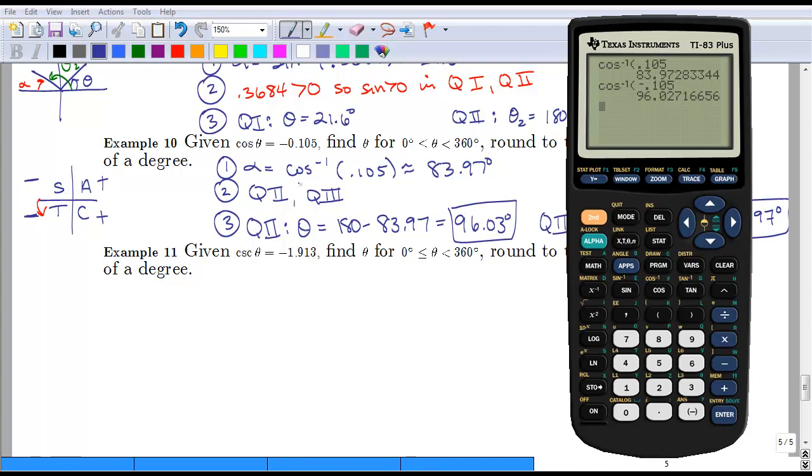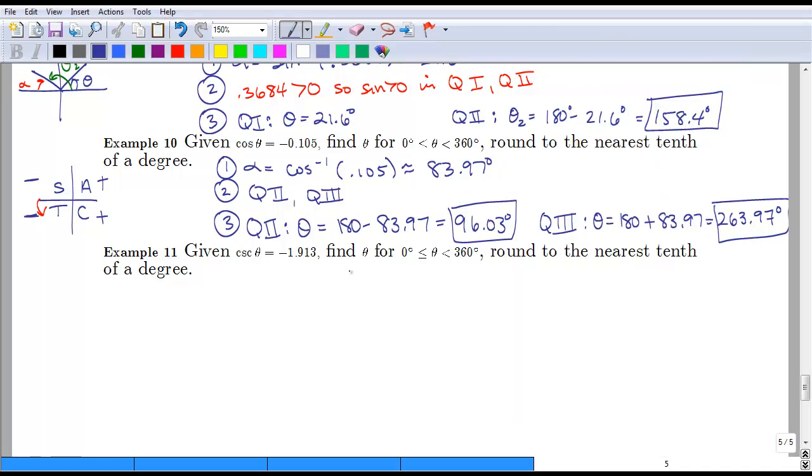So again, if we had wanted to check these, we would say, okay, we want to take cosine of 96.03. If we do that, we get negative 0.105, which is what we're supposed to get. And if we do cosine of 263.97, we end up with that same number, that negative 0.105. So either of these angles would produce the same ratio or decimal.